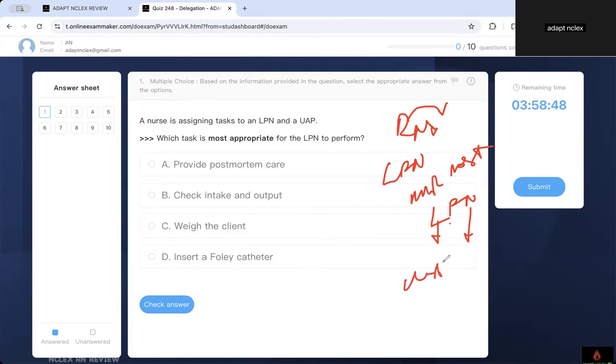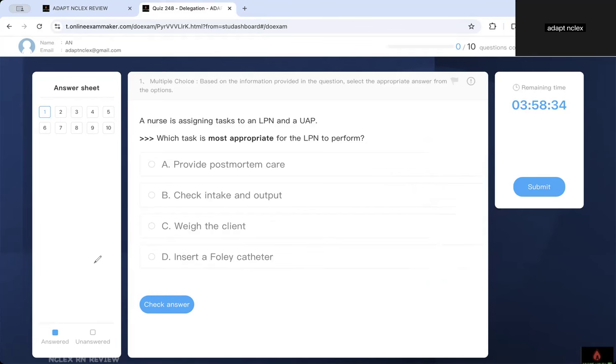And the UAP, I say, is anything that does not require any thinking. It doesn't mean they don't think, but it does not require any nursing process or critical thinking. That means they assist and they report. They never assess or teach.